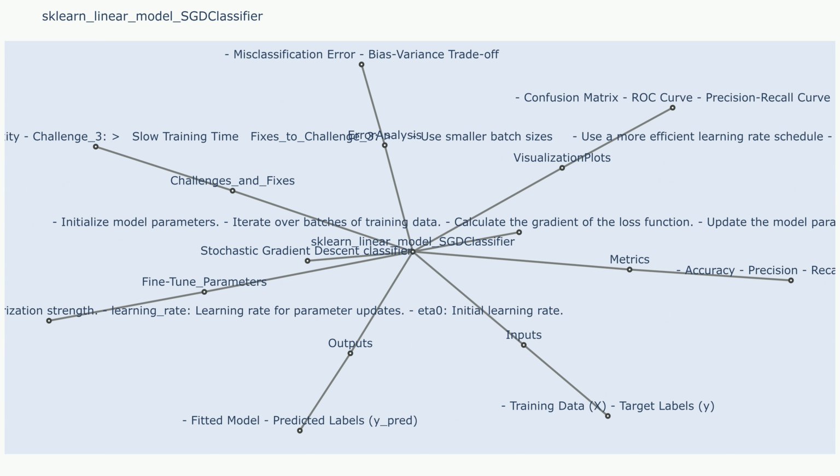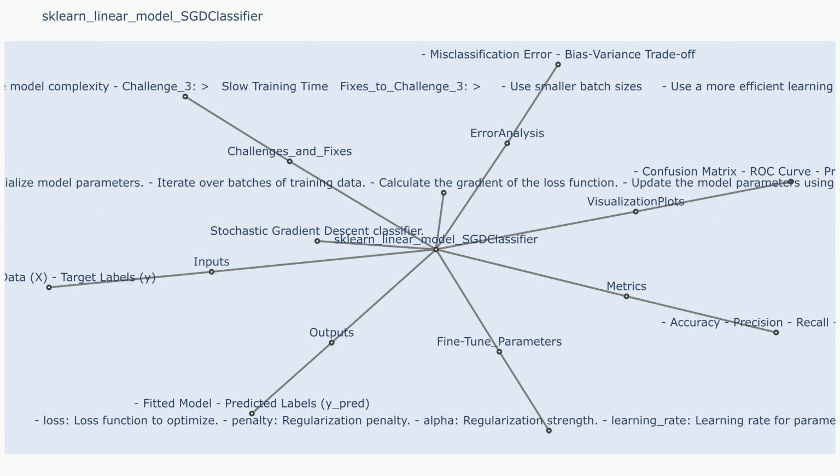Parameter update. The parameters are updated by taking a step in the direction of the negative gradient. The step size is controlled by the learning rate. Repeat. Steps 2 to 4 are repeated for a specified number of epochs, passes through the training data.